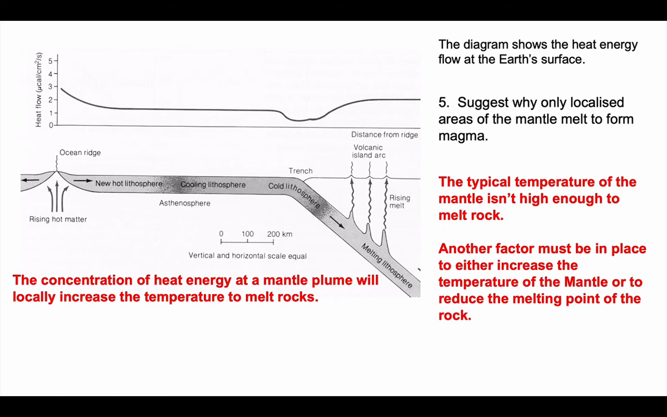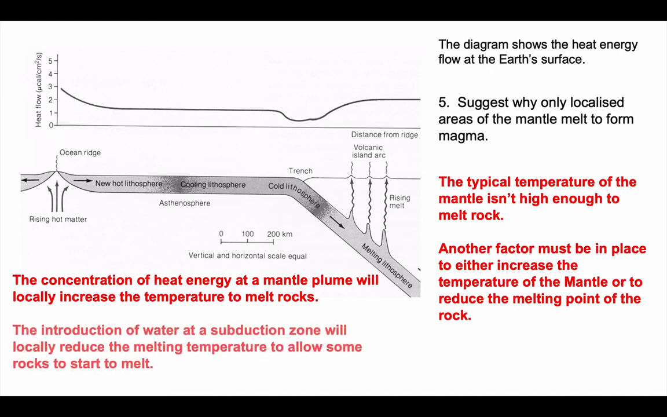Now, a mantle plume will locally increase the temperature, maybe 150 degrees centigrade higher than we'd expect it to be. That could cause melting. Or subduction zones will take water down into the mantle. That water will reduce the melting temperature of the rocks at depth. And eventually, if it reduces it enough so it's below the temperature of the geothermal gradient, we'll get some melting starting.